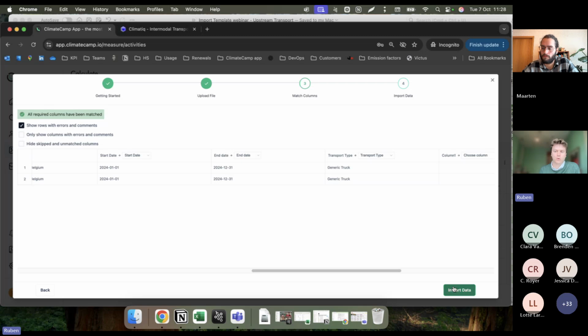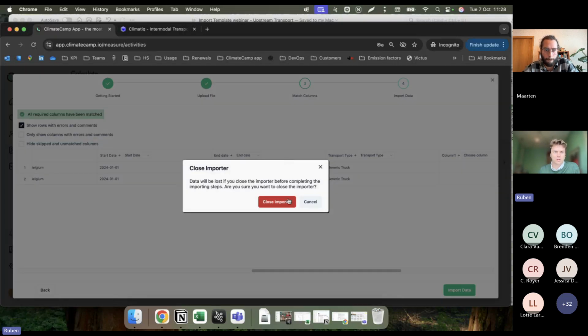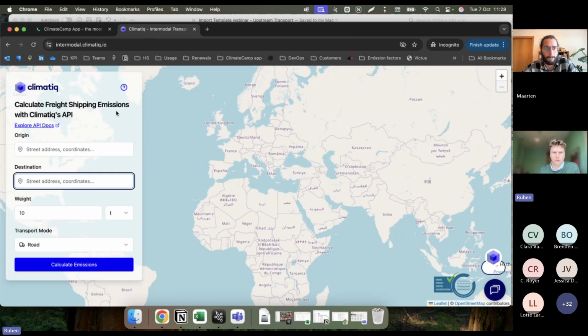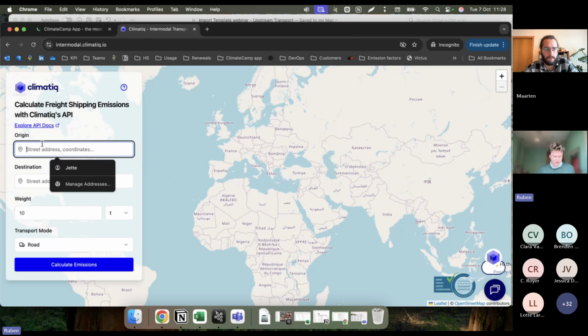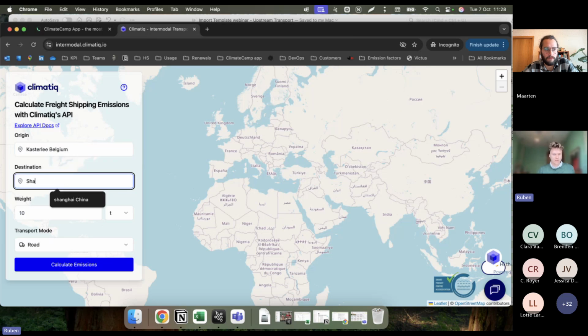If I now click on import data, the data will be uploaded in the environment and will trigger the calculations for that activity. What happens then in the background is that we will start doing calculations. So this is the calculation engine that is used behind the scenes of ClimateCamp. So let's say that we go from Kasterlee, Belgium to Shanghai, China.